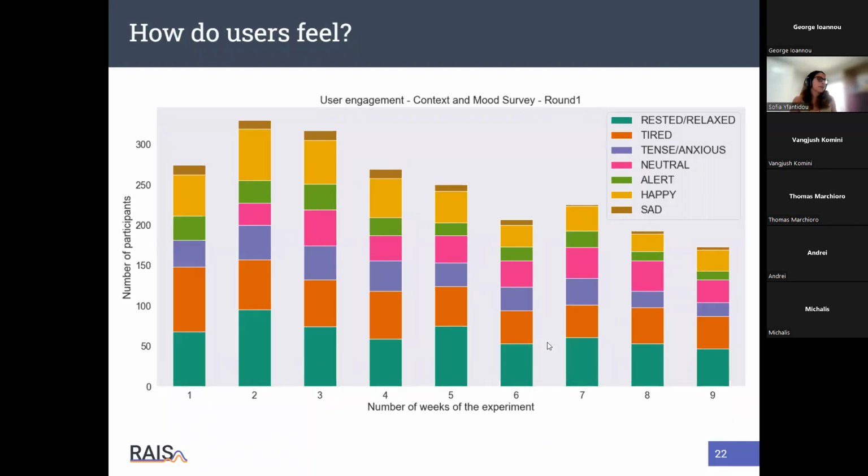So overall, these are the reports of the users in terms of emotions. We see that mostly users answered that they are rested or relaxed, followed by tired or happy. There were fewer responses in the purple, pink, and green, in terms of tense, neutral, or alert. I'm sorry, and much fewer responses in terms of sad responses.